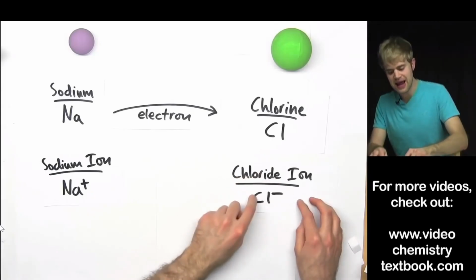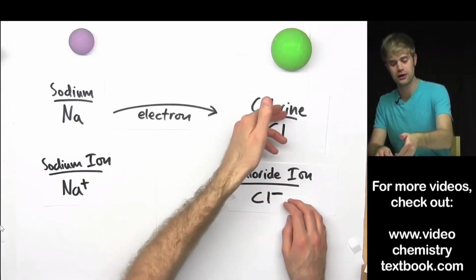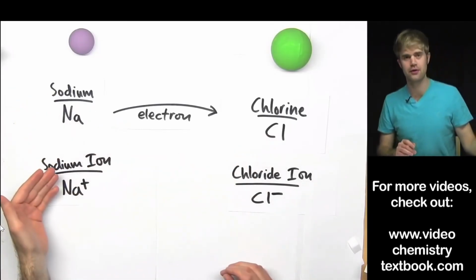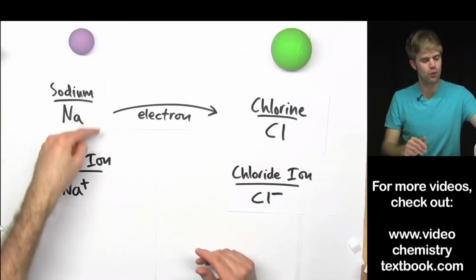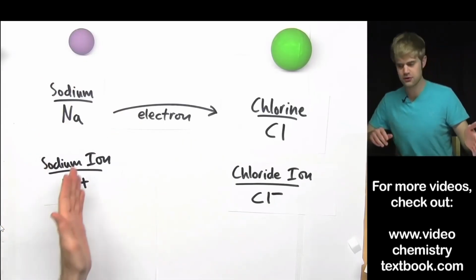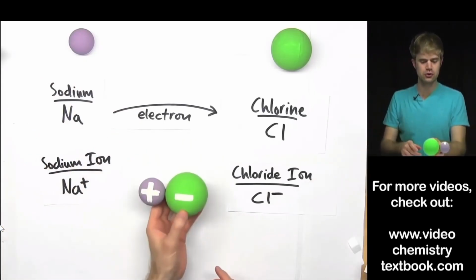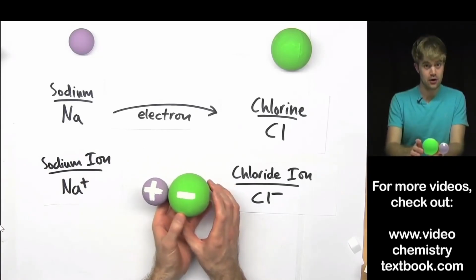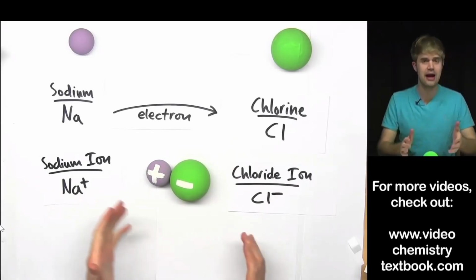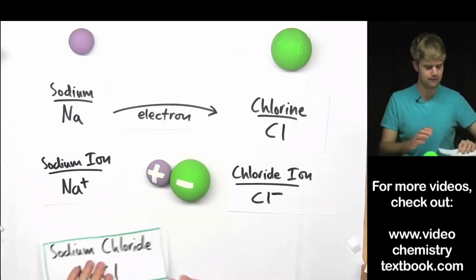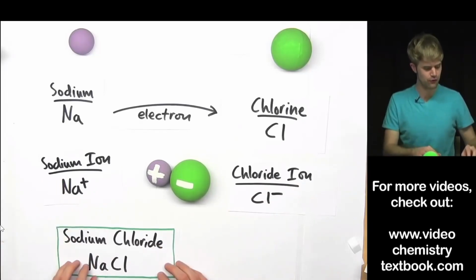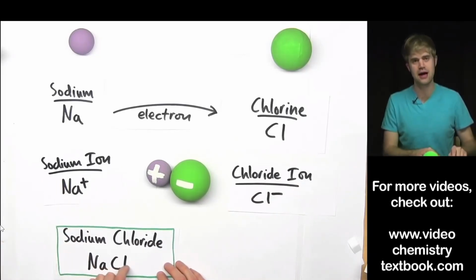Chloride is the negative version of chlorine. It becomes a negative ion and it becomes chloride. Sodium, on the other hand, we call it sodium whether it's neutral or whether it's positively charged. So we have a positively charged sodium, negatively charged chloride, and they stick together. So now they make a compound because these two things have connected. And the compound, we call that sodium chloride, and we write its chemical formula as NaCl.